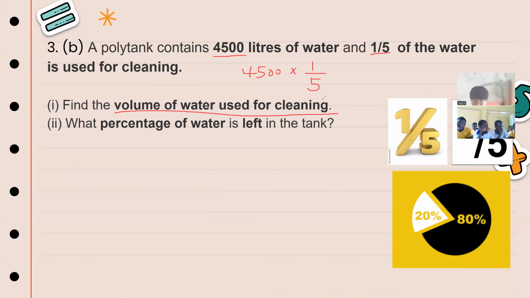It's 900. Yeah, right. Good job. That would be 900 liters, because 1/5 of 4,500 gives you 900. That's our answer here. Let's look at number 2. What is the percentage of water that is left in the tank? How do we find that?